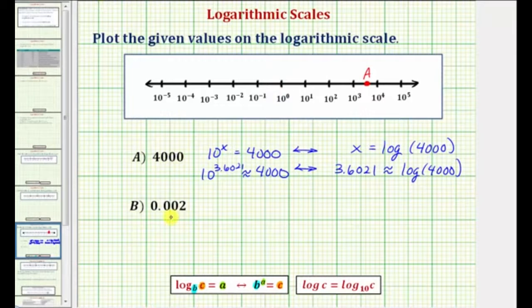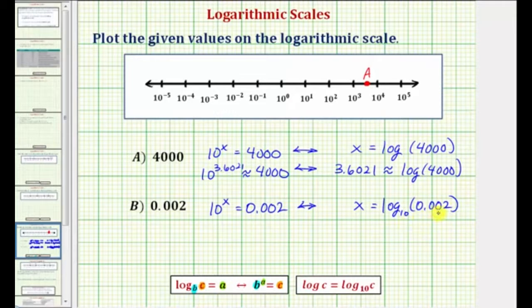And now let's determine where to plot point B, which has a value of 0.002. So to determine where to plot point B, we want to solve the exponential equation 10 raised to the power of x equals 0.002. So to solve for x, write the equivalent log equation. So because we have base 10, we know we're going to have log base 10. Because the exponent is x, the logarithm is going to equal x. And because 10 to the x equals this decimal, we know we'll have log base 10 of 0.002.